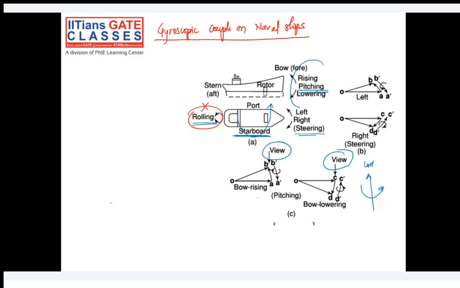Why is this happening? Because we are changing the axis of the spin. Okay. In the rolling case, that is not happening because we are not changing the axis of the spin. That is to be noted.